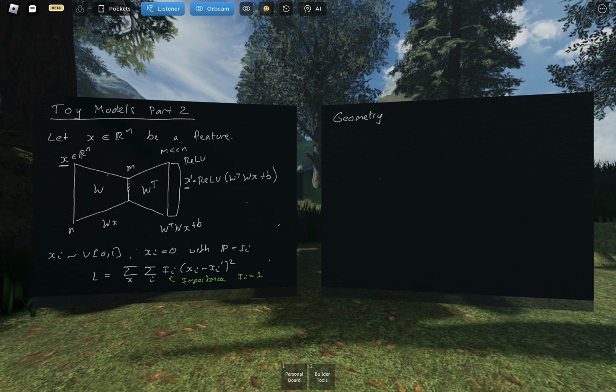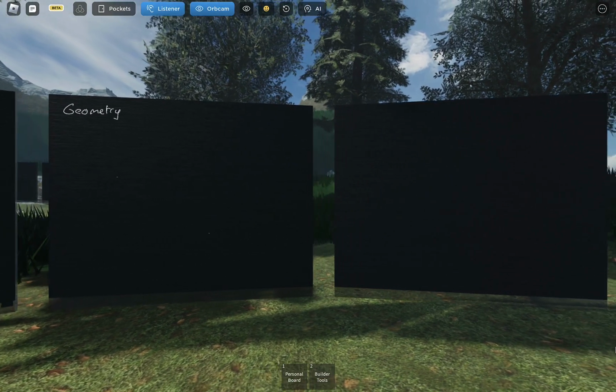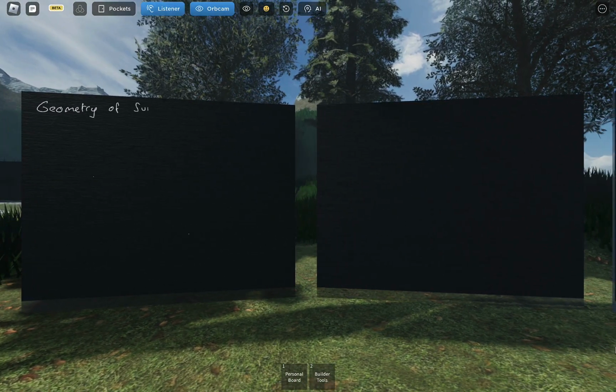And actually, Dan, can I get the image 0 on the board next to where I wrote geometry? I think he might have just gotten back.